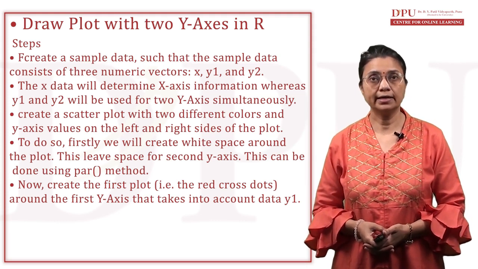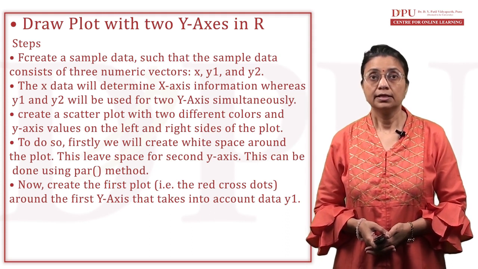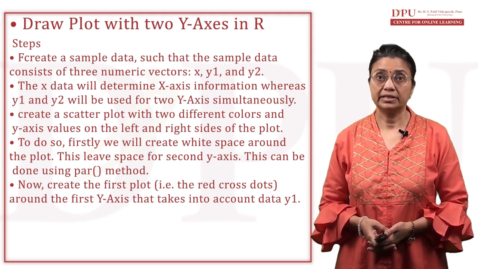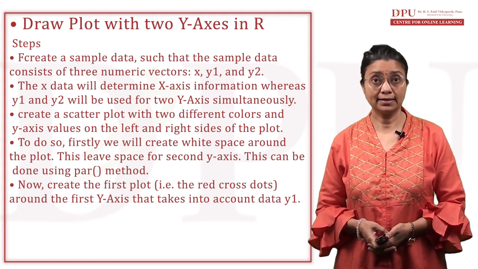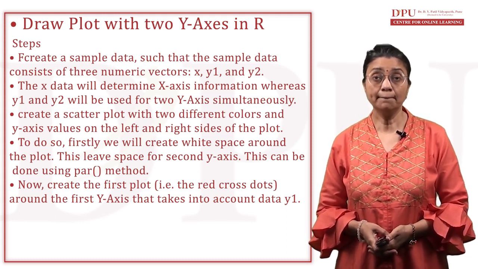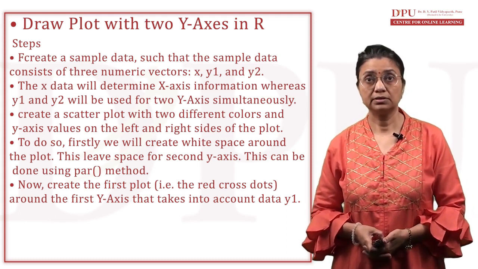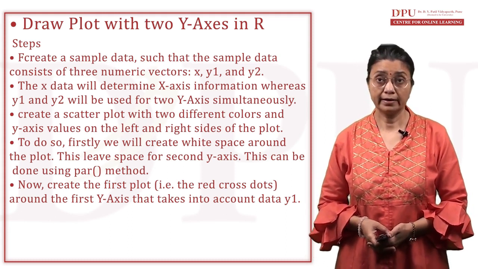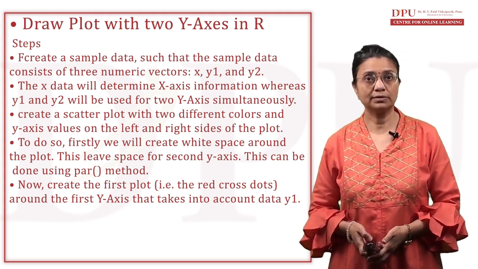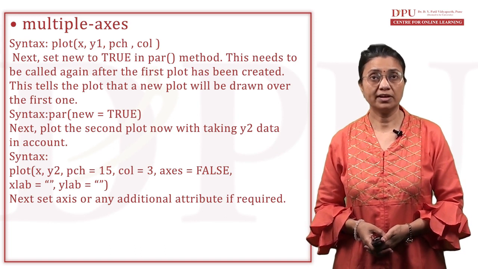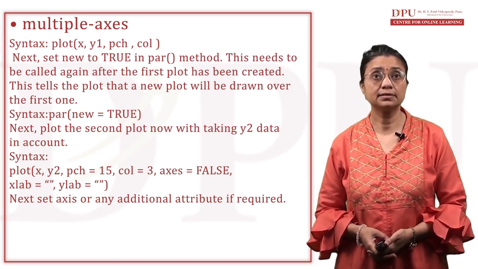So basically the idea is that we are creating the plot with two different colors. To do so, firstly, we will create white space around the plot. This leaves space for the second y-axis. This can be done using the par method. Now, create the first plot, that is the red cross dots around the first y-axis that takes into account data y1. plot(x, y1, pch, col). So this is the basic syntax.